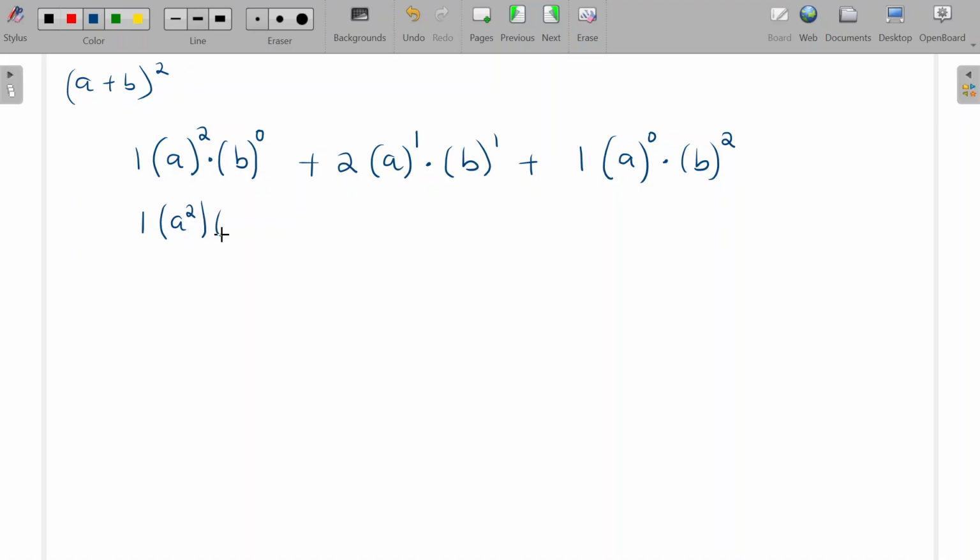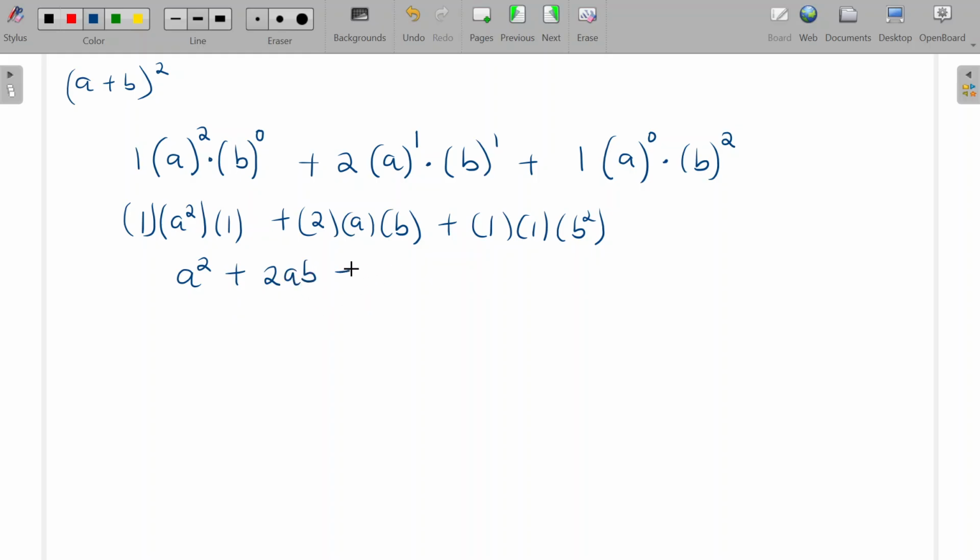Then B to the power 0 is the same as 1. Then plus, this one you're going to have a 2. Then A to the power 1 is A. B to the power 1 is B. Plus 1. A to the power 0 is 1. B to the power 2 is B squared. Then you're going to say 1 times 1 times A squared times 1 is going to give you A squared. Then plus 2 times A times B is going to give you plus 2AB. Then plus 1 times B squared is going to give you B squared.